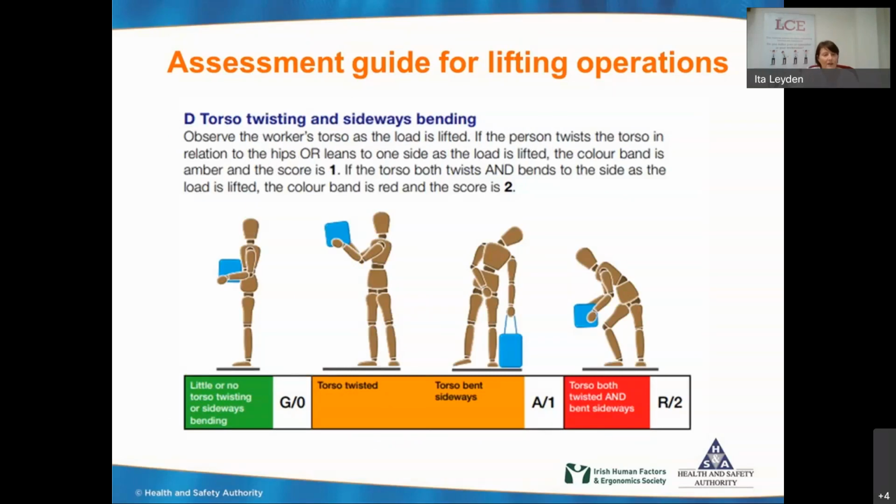We then look at whether or not the body is twisted or sideways bending. If there's little or no, it's a green 0. If it's twisted or bent, the upper torso, it's an amber 1. And if it's twisted and bent, it's a red 2.